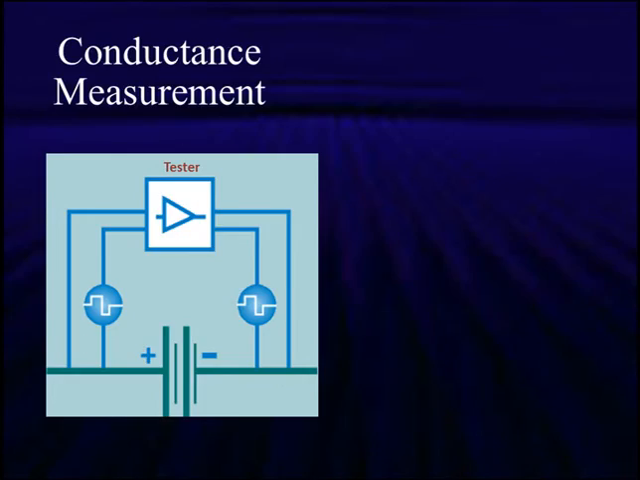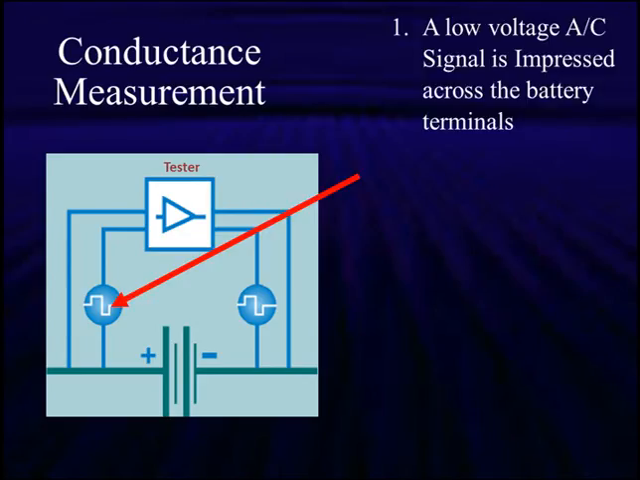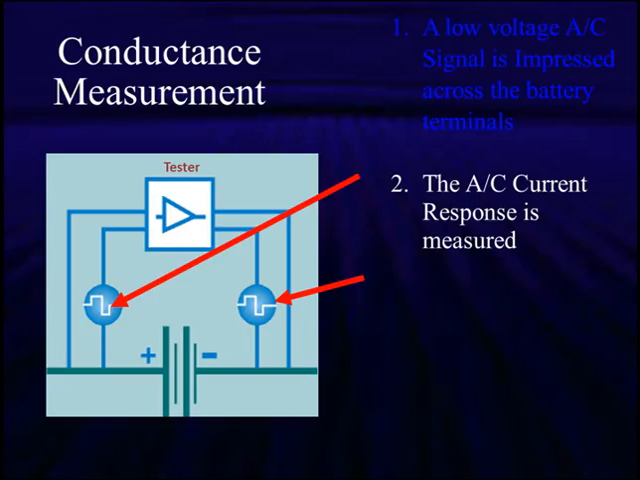Now, there's a new method of testing batteries invented a few years ago called conductance measurement. What's strong about the conductance measurement is that it does not rely as heavily on the state of charge. It does a better job of analyzing the battery. Now, what we're going to do is take a low frequency, low voltage AC signal and impress it across a special set of terminals and measure the current through the battery.